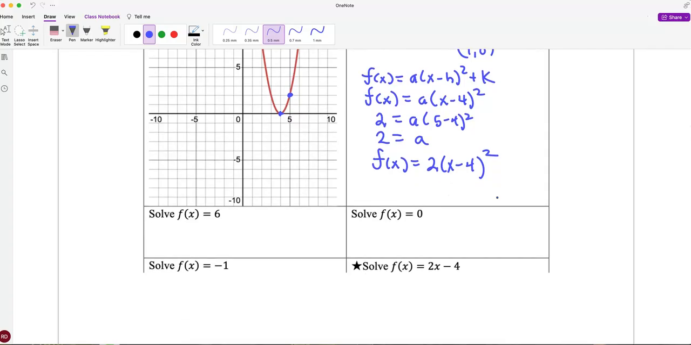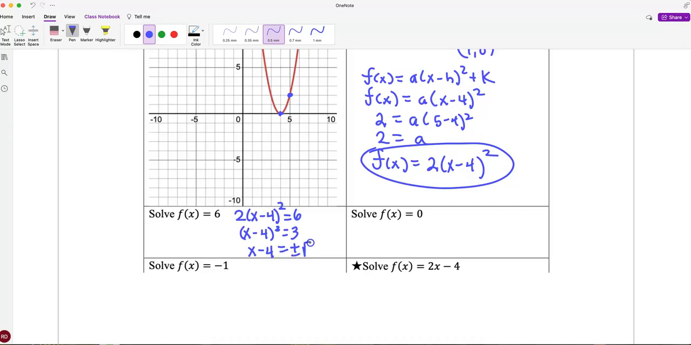Solve f of x equals 6. Well, here's f of x. So 2 times x minus 4 squared equals 6. Divide both sides by 2. X minus 4 squared equals 3. Take the square root of both sides. X minus 4 equals plus or minus the square root of 3. Add 4 to both sides. X equals 4 plus or minus square root of 3. And that's your final answer.